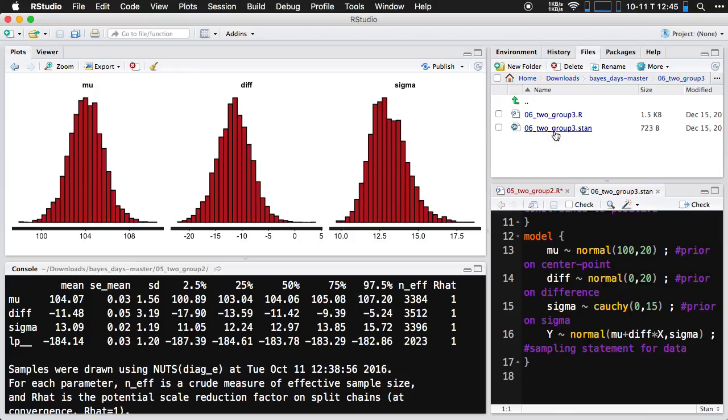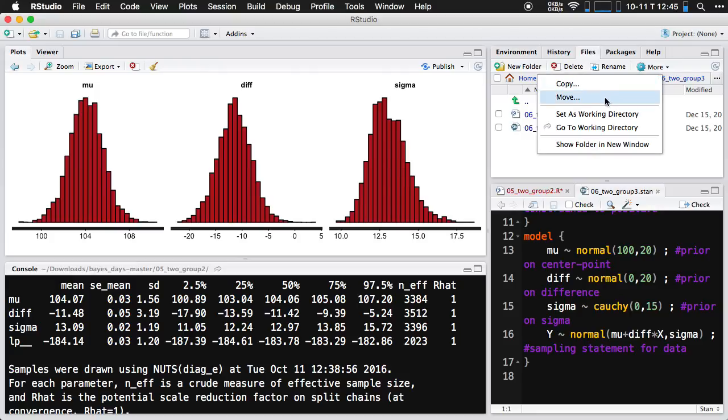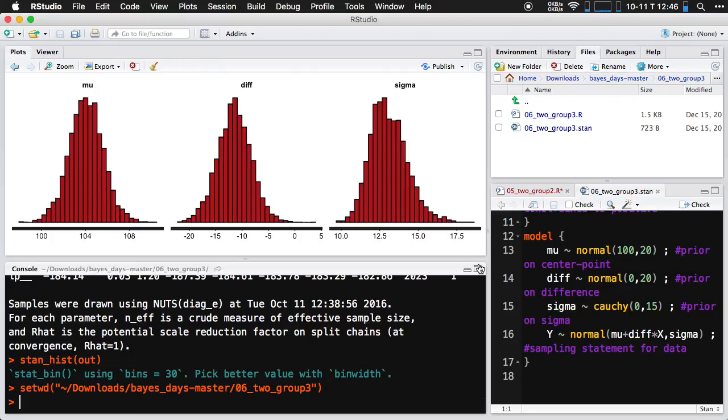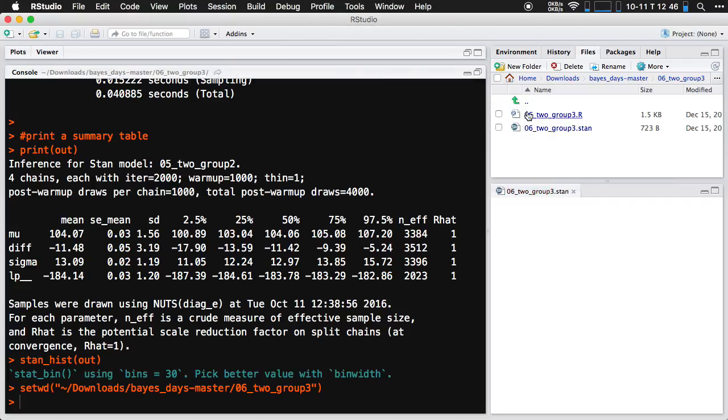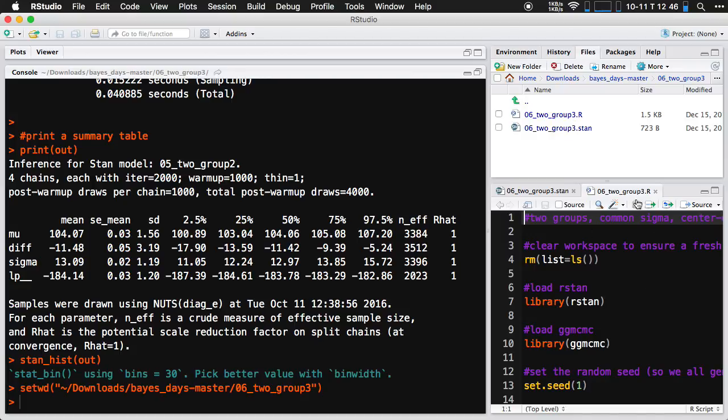But we had a different way of arranging the way the model was structured, such that in one we had mu1 and mu2, and in the other we had mu and a difference. 06. So I'm going to go to this folder 06 and set it as the working directory. Make this plot go away. Here's the Stan file. I'm going to close the R file 405 and open up the R file 406.